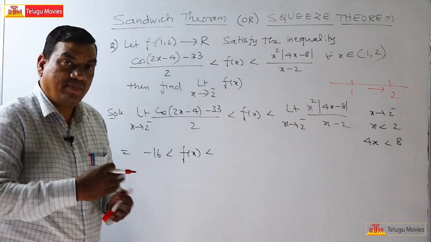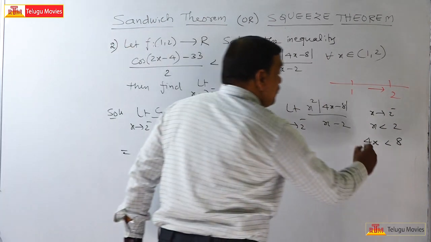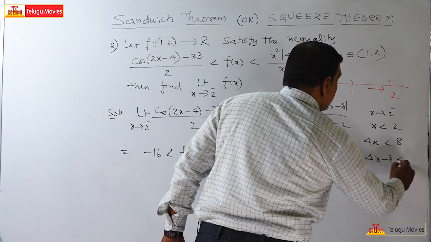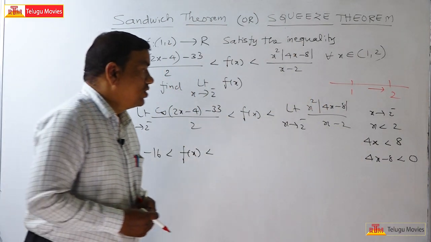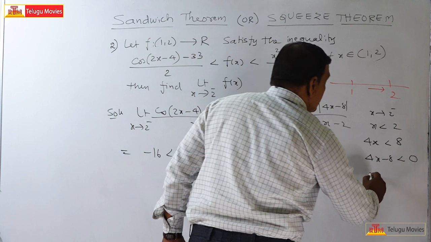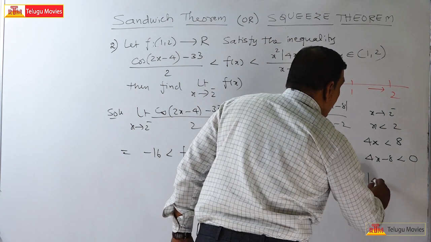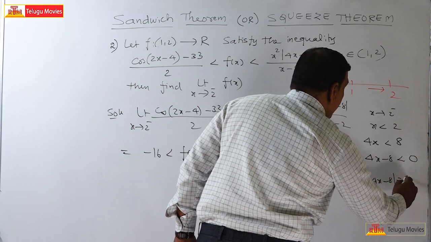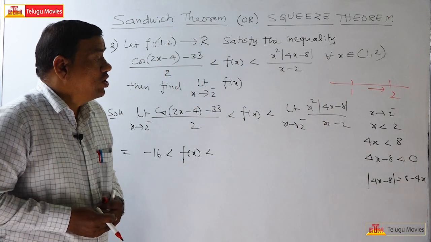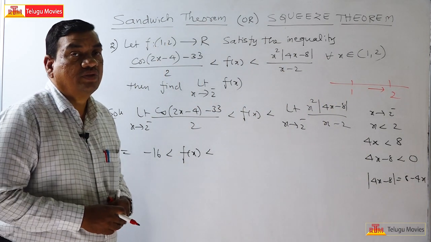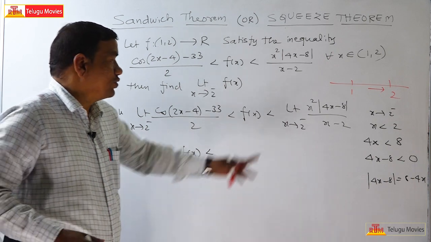4x is less than... I am multiplying 4. 4x minus 8 is less than 0, so I am subtracting 8 on both sides. So 4x minus 8 less than 0 means what? Modulus of 4x minus 8 will be 8 minus 4x. So mod x, when x is less than 0, mod x is equal to minus x.